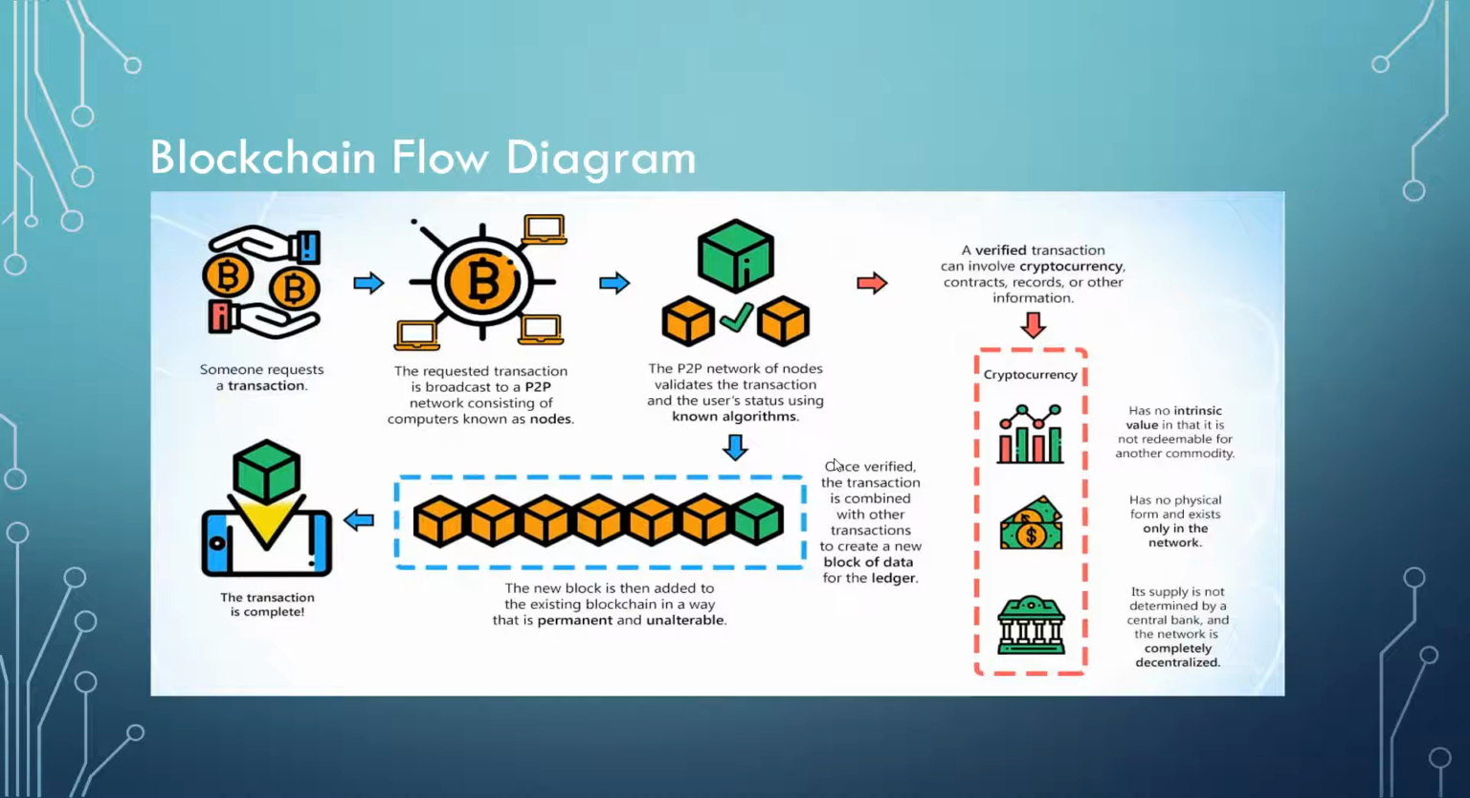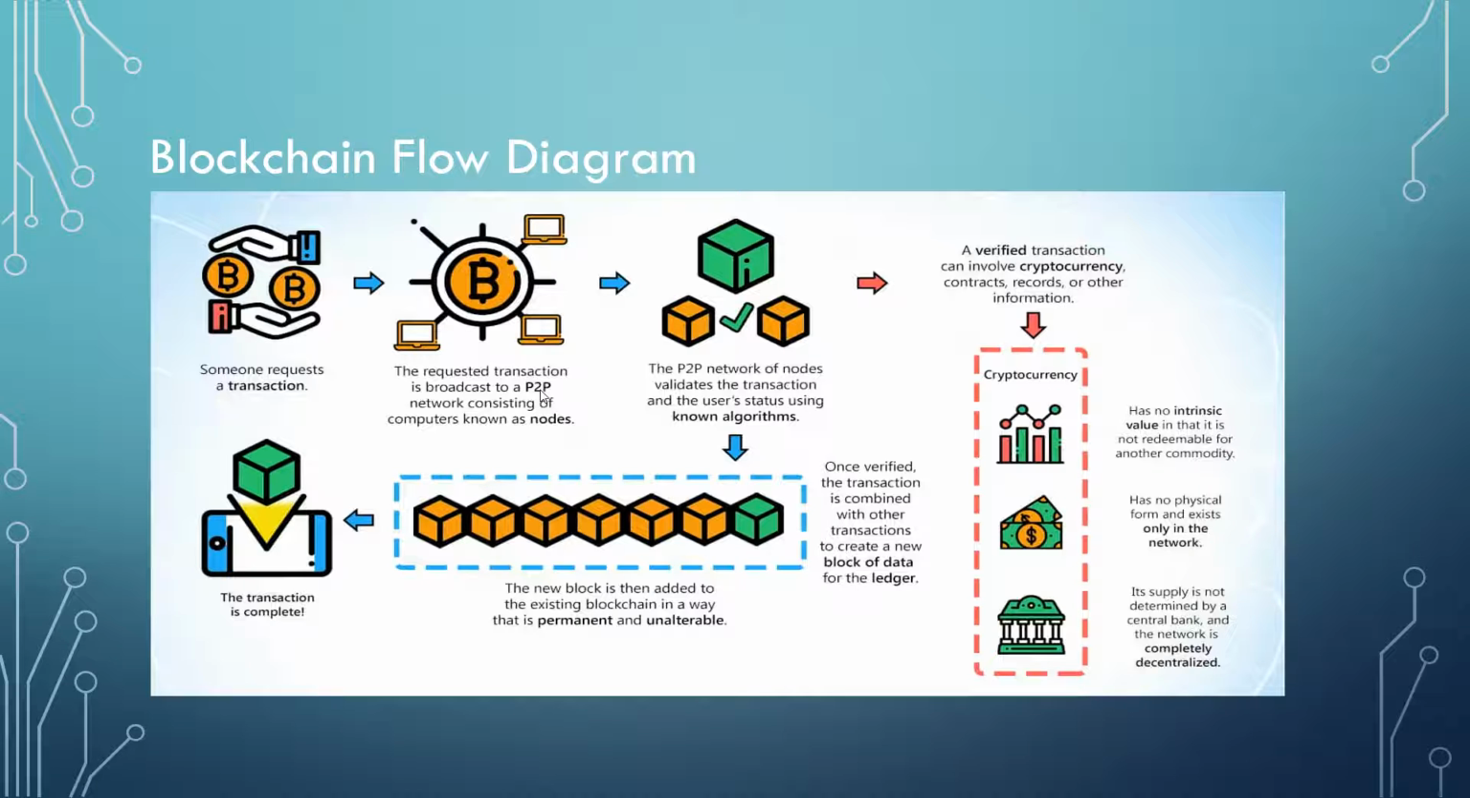This is a blockchain flow diagram. How does the entire process take place? How a transaction takes place is explained in this flow diagram theoretically. I'll be explaining this process in more detail in the case study, but let's understand how a transaction takes place. Someone requests a transaction. The requested transaction is broadcast to a P2P network.